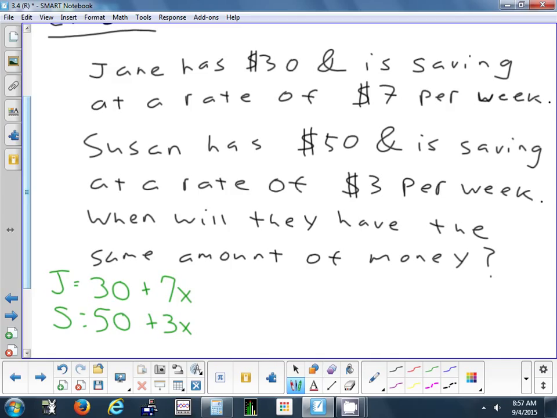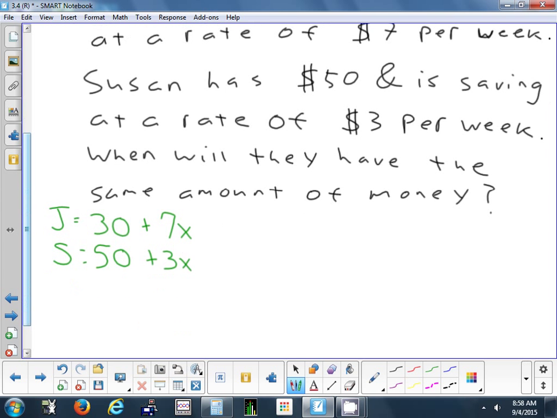Would the equation be 30 plus 7x equals 50 plus 3x? Yes. All right, so your goal basically is, this is what you're trying to figure out. When will Jane equal Sue?